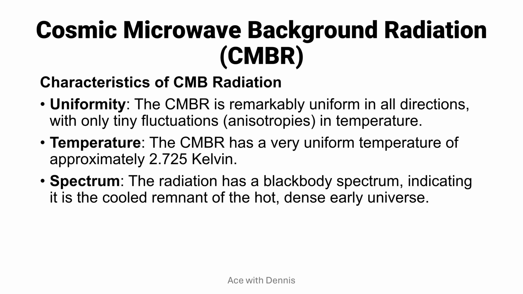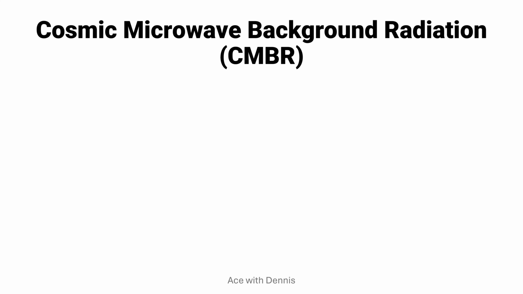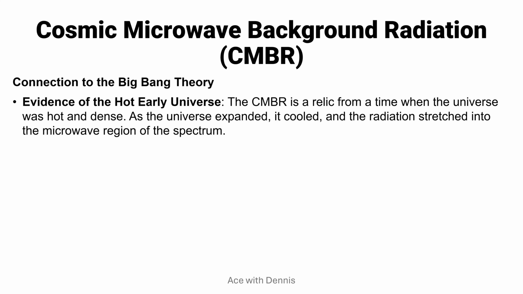The next characteristic is the spectrum. The radiation has a black body spectrum, indicating it is the cool remnant of the hot, dense early universe. Here is how CMBR is connected to the Big Bang theory. First, it is an evidence of the hot early universe. The CMBR is a relic from a time when the universe was hot and dense. As the universe expanded, it cooled and the radiation stretched into the microwave region of the spectrum.